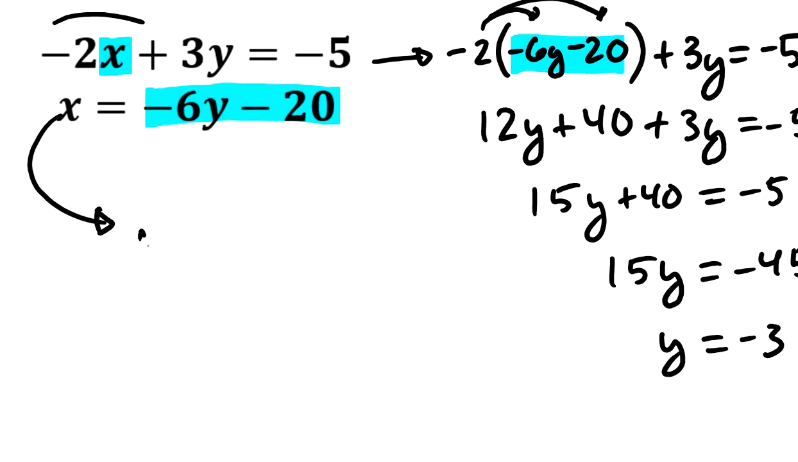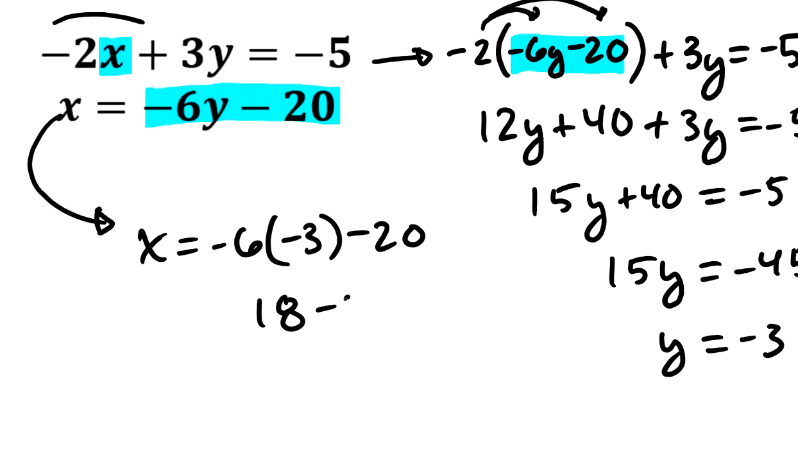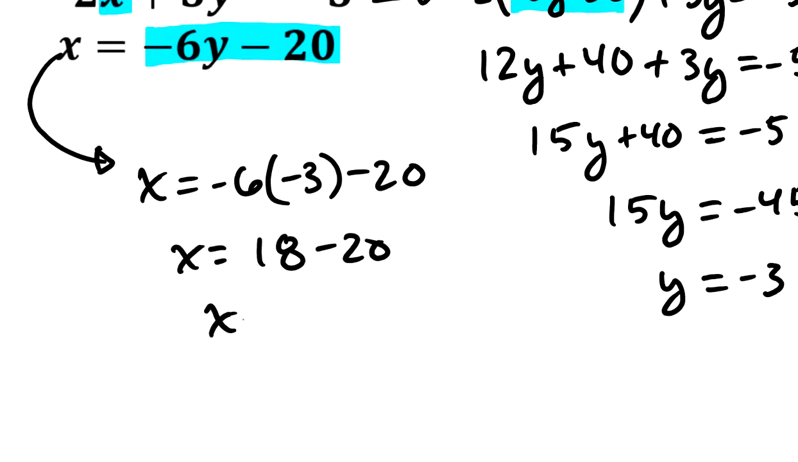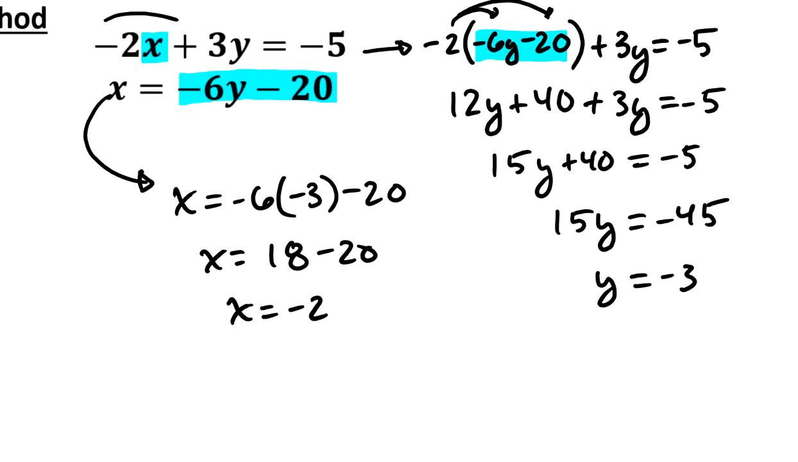Again, this equation tells me that x will be negative 6 times y. We just discovered that that's negative 3, and then minus the number 20. Negative 6 times negative 3 is positive 18, so I've got 18 minus 20 is what x is, and 18 minus 20 is negative 2. So x is negative 2 and y is negative 3.